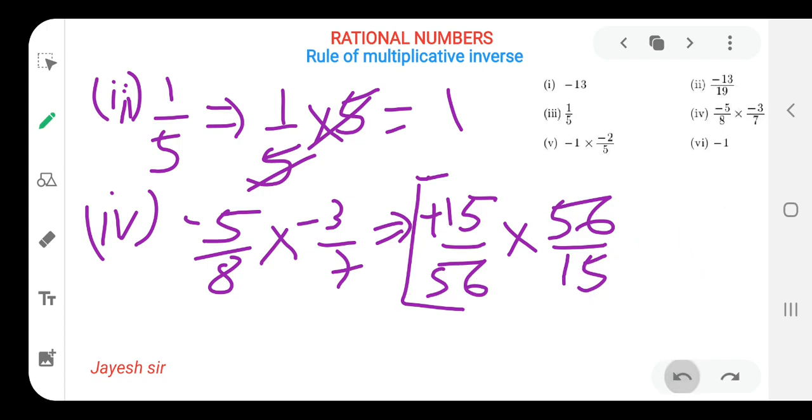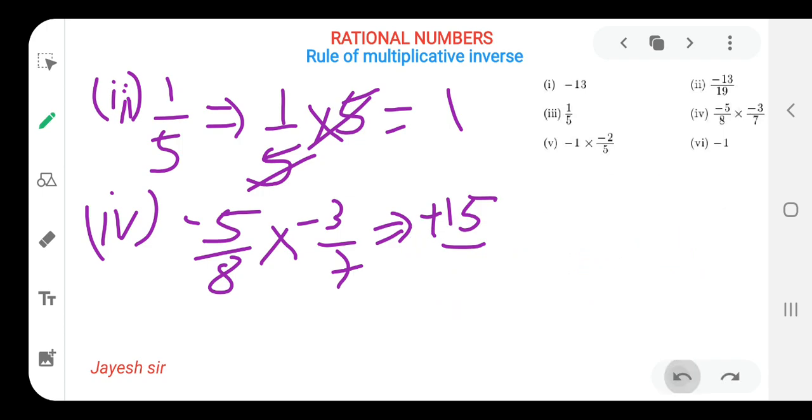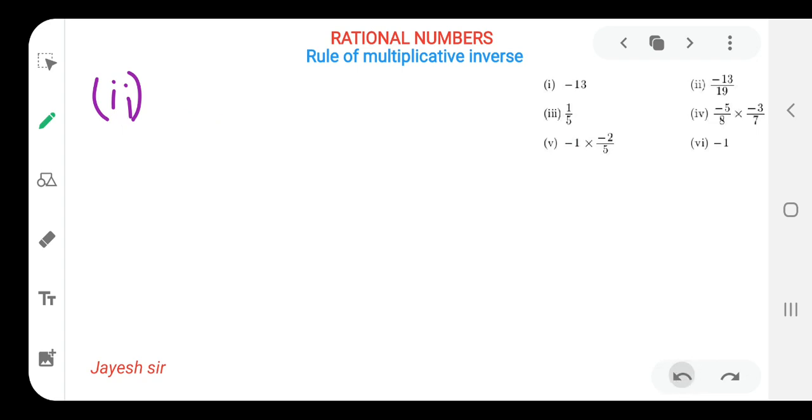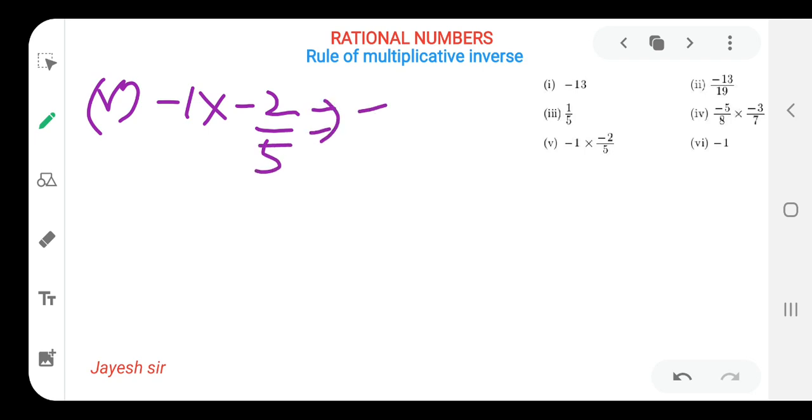So we got that. Let's move to our fifth sum, that is minus 1 into minus 2 by 5. If we find a sum like that, what are we supposed to do, friends? We are just supposed to solve it further to make it simple for ourselves. So minus 1 into minus 2 by 5. Minus minus plus. So the question is plus 2 by 5. What should be multiplied with plus 2 by 5?